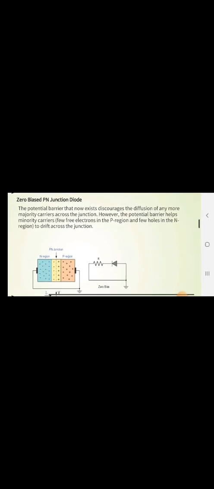The junction or the potential barrier helps minority carriers. Now, I will go to the potential barrier that now exists; it discourages the diffusion of any more majority carriers across the junction. However, the potential barrier helps minority carriers.